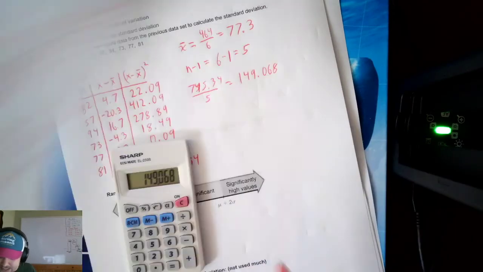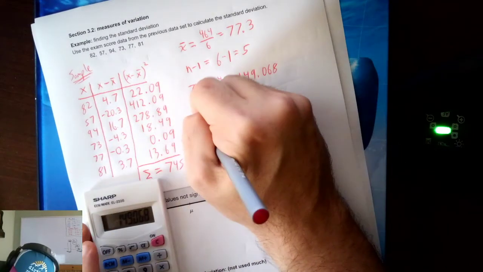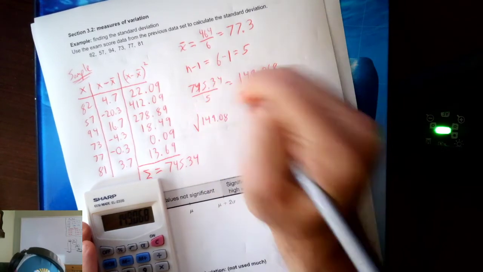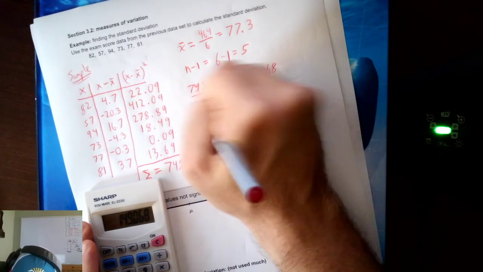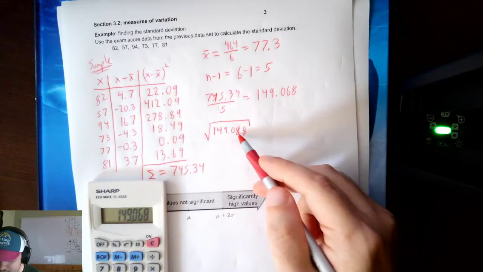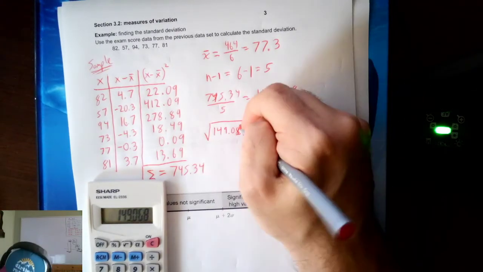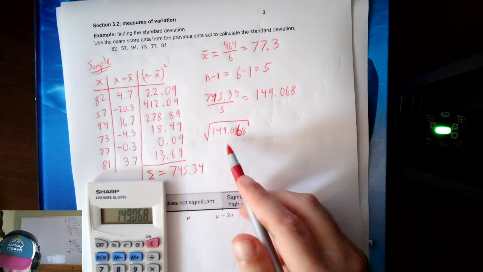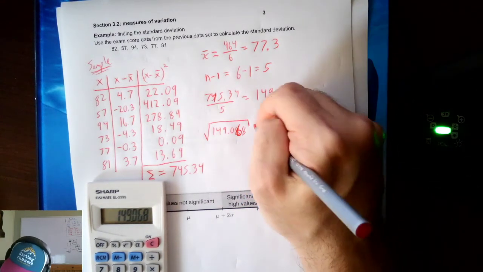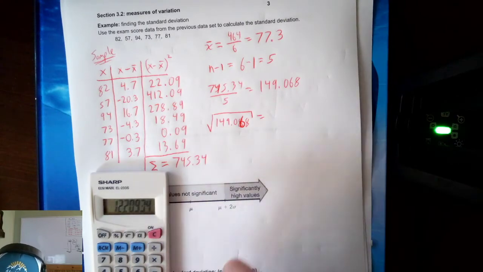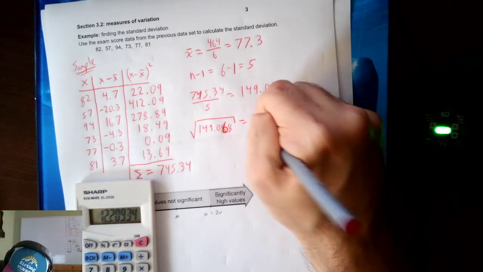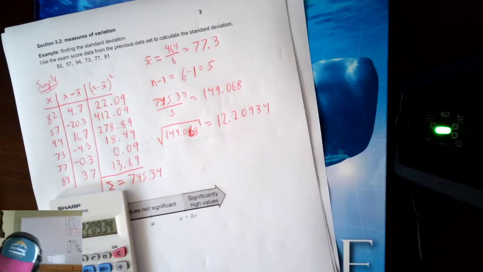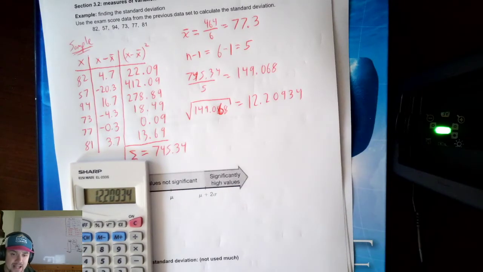The last step is take the square root. So I'm going to take the square root of 149.068, right? Make sure you copy it down, right? I skipped over the 6. This is a 6. 149.068, I'm taking the square root. That gives me, when I square root it, 12.20934. And now I'm ready to answer.